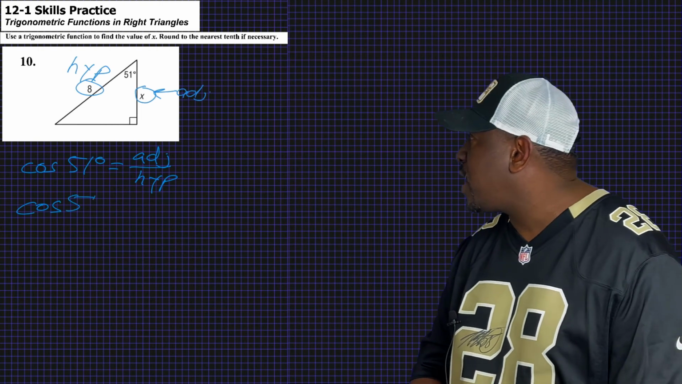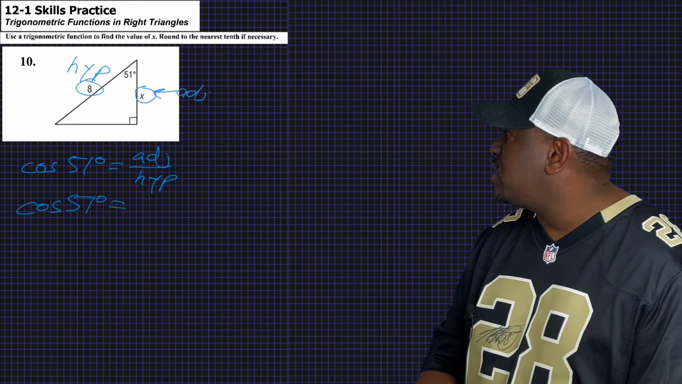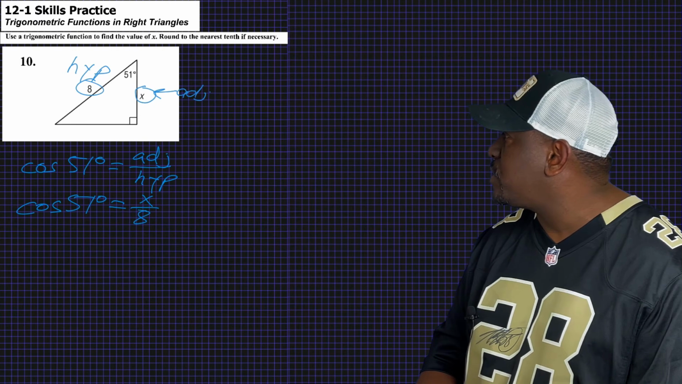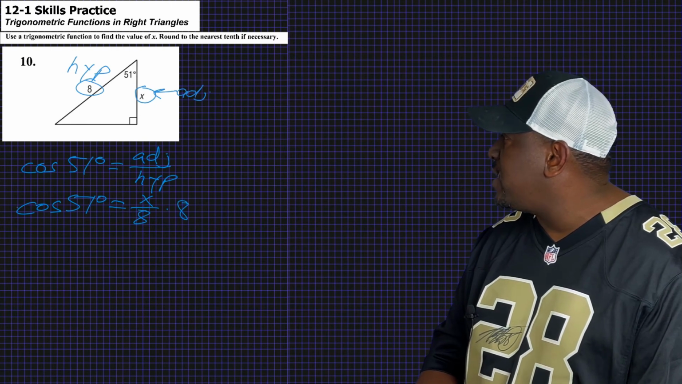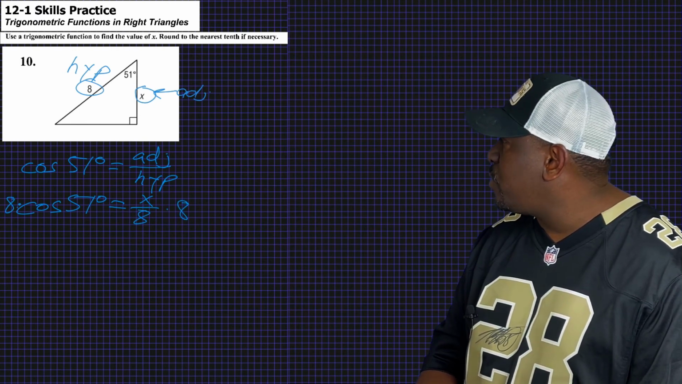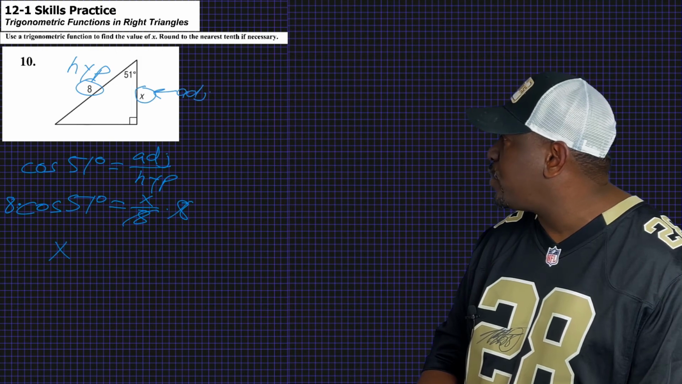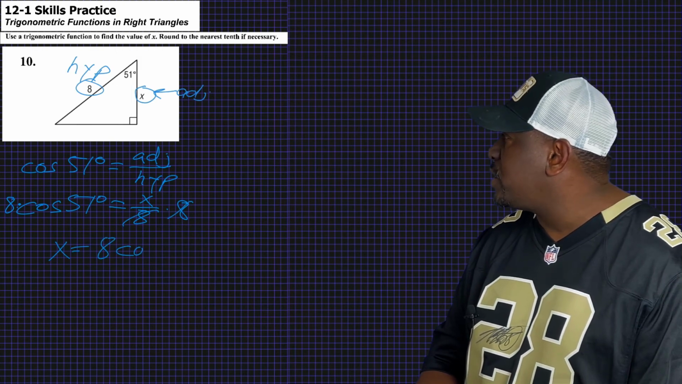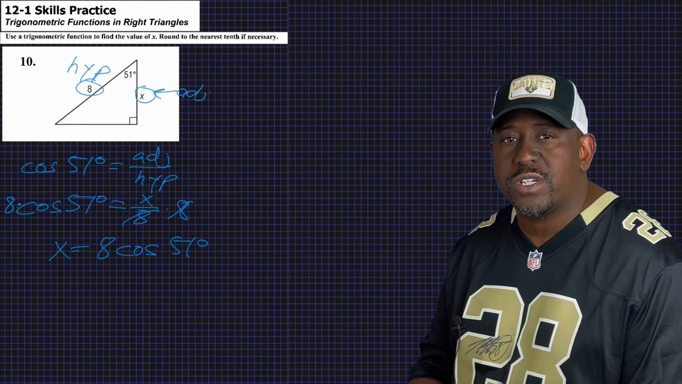So we go cosine of 51 degrees is adjacent over hypotenuse. We substitute those values in: x over 8. We will solve for x by multiplying both sides by 8. x is equal to 8 cosine 51 degrees.